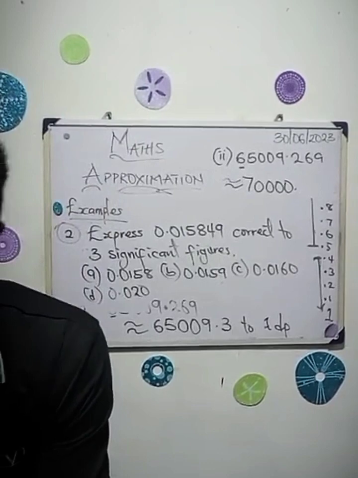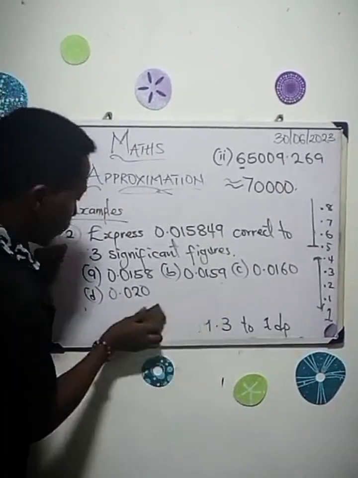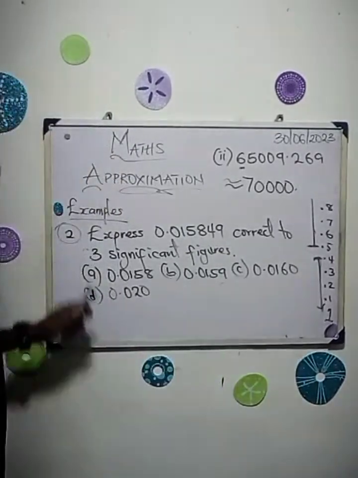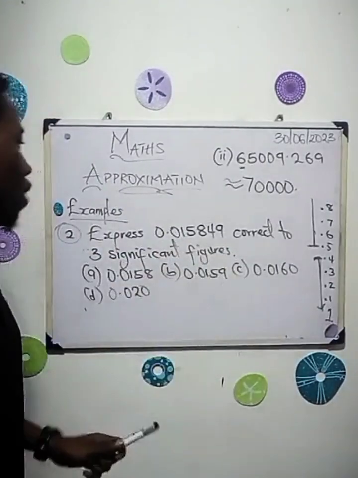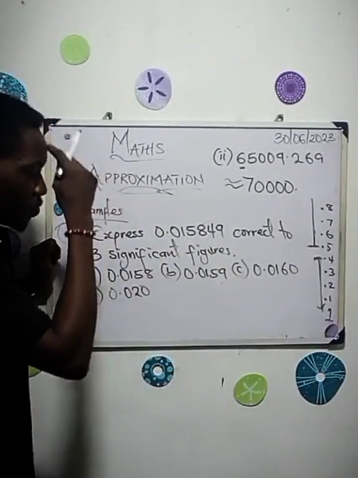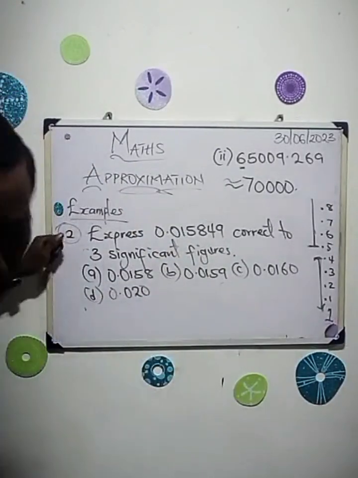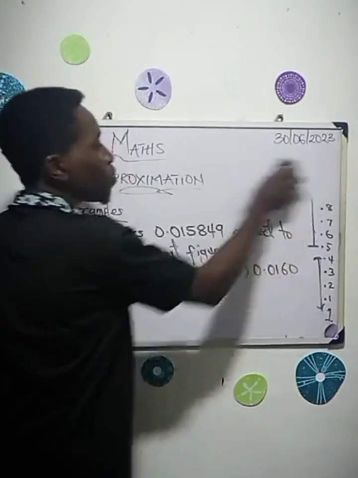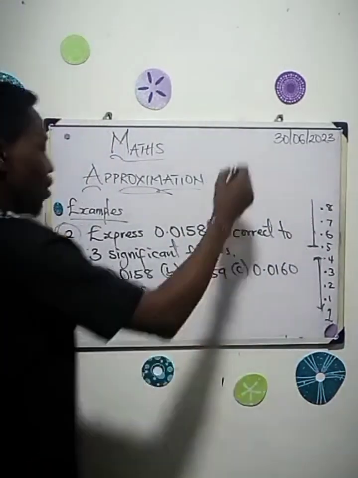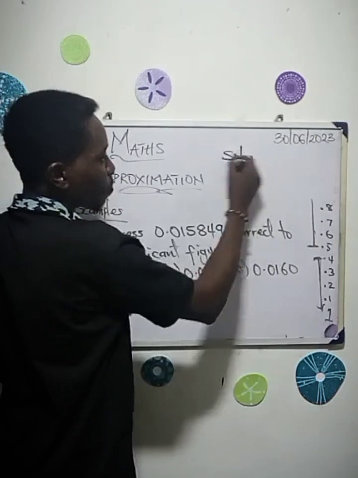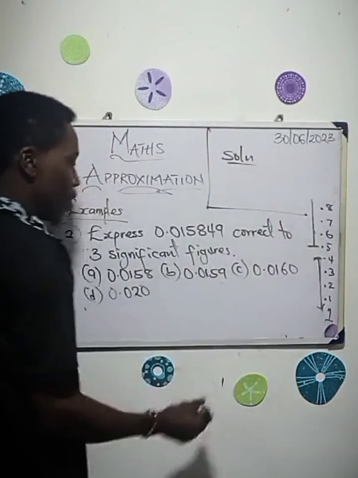So we have this number. We're told to approximate to three significant figures. Solution. So three significant figures. Let me write the solution here. Alright, so what's our number?